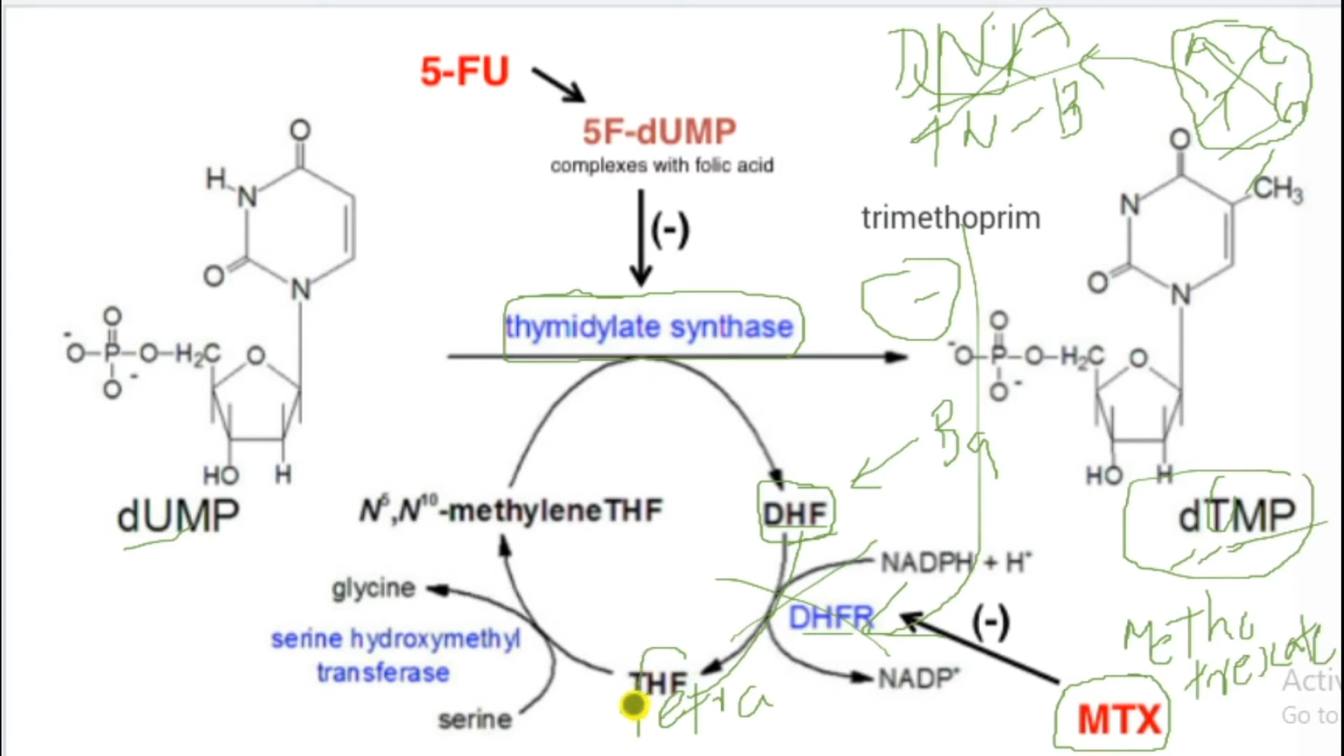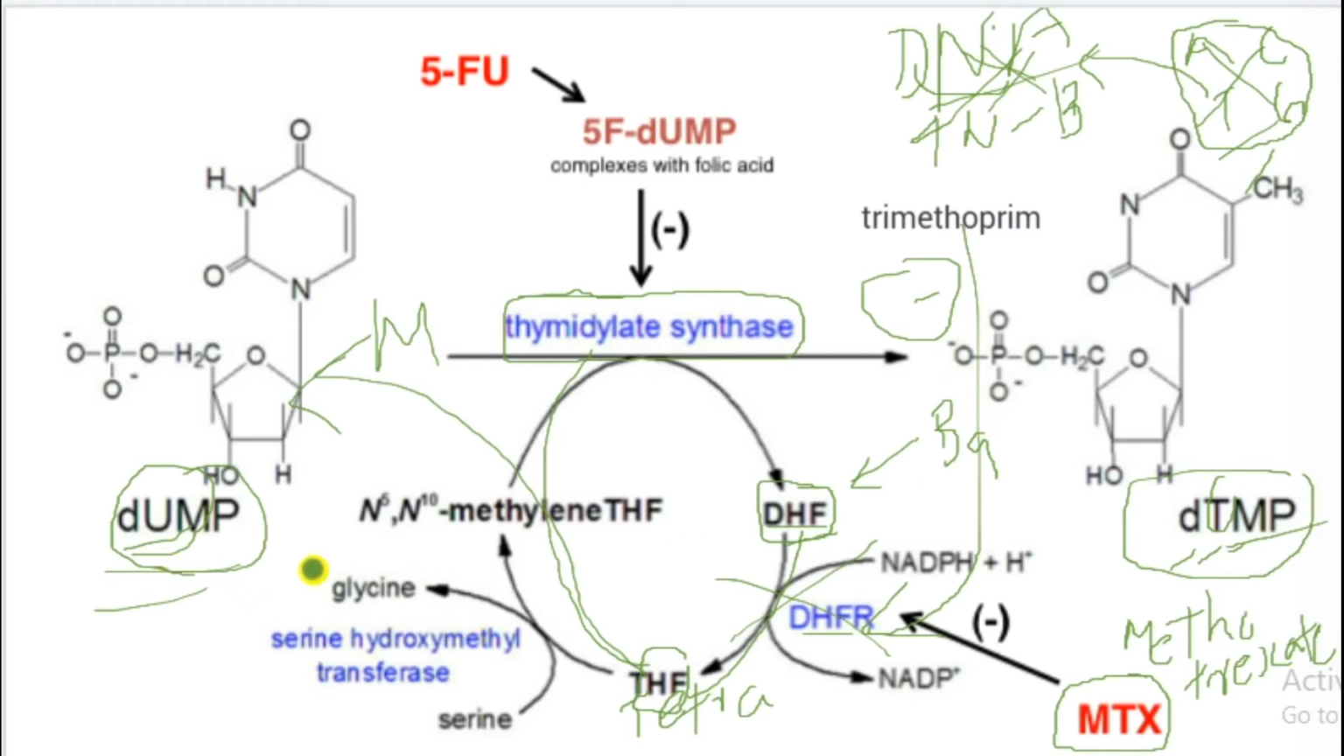And tetrahydrofolate, what is its function? It is the donor of methyl for dUMP, deoxyuridine monophosphate. If this reaction is blocked, tetrahydrofolate will not form, so dUMP will not get the methyl. So dTMP will not form, and DNA synthesis is inhibited.